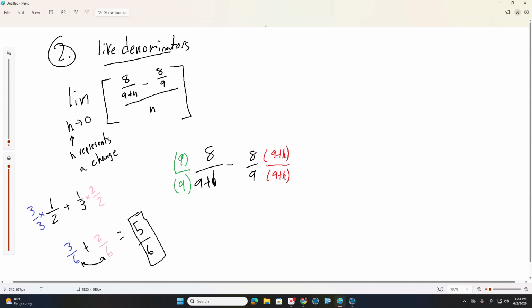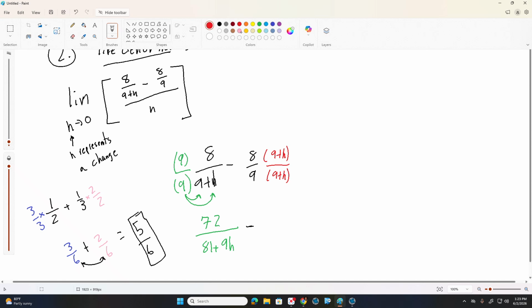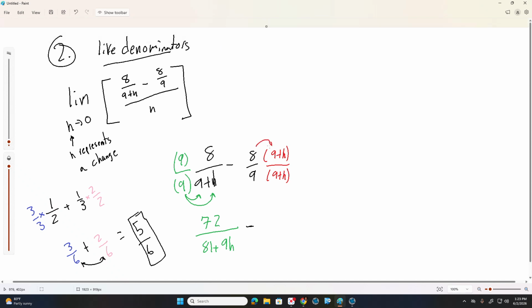Okay, we'll start off with the slightly easier one. 8 times 9, I think that's 72. Over, distributing out this 9, I think it's going to be 81 plus 9h. Don't forget our subtraction. And now what will we get for the right-hand one? So once again, 8 times 9, that should be 72 plus 8h, all divided by 9 times 9 and 9 times h, 81 plus 9h.